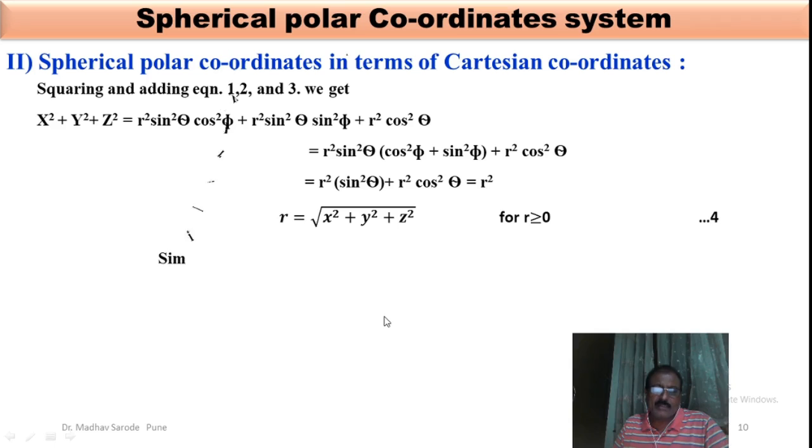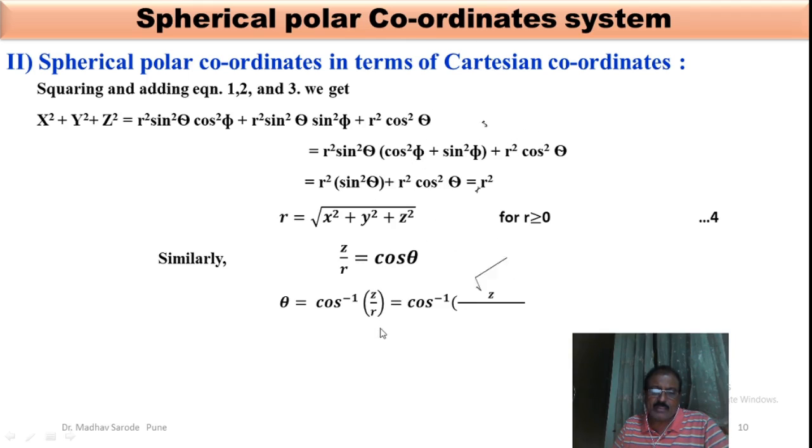Similarly, we can determine another transform equation. We know that z equal to r cos theta, therefore cos theta equal to z upon r, and we know that the value of r is root x square plus y square plus z square. We put these values and simplify it. So we get theta equal to cos inverse z upon r, or cos inverse z divided by root x square plus y square plus z square, and this theta, basically the polar angle, changes from 0 to pi, that is 180 degrees. So pi is greater than or equal to theta, greater than or equal to 0. So this is the second transform equation in terms of Cartesian coordinates.